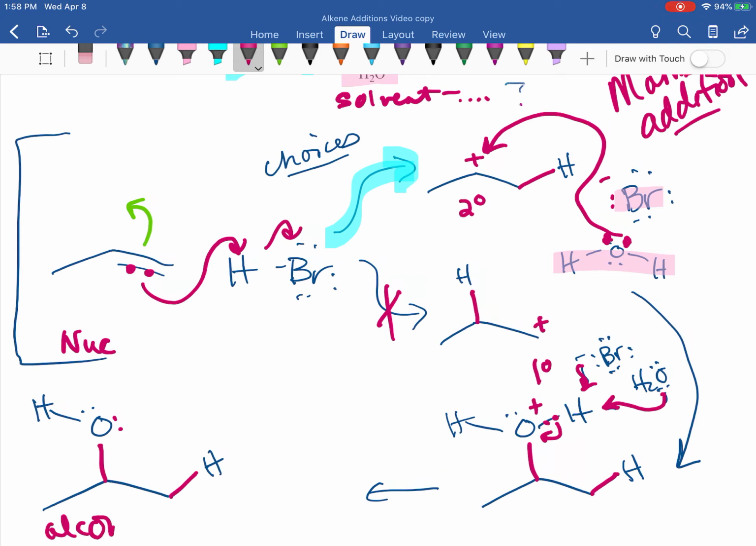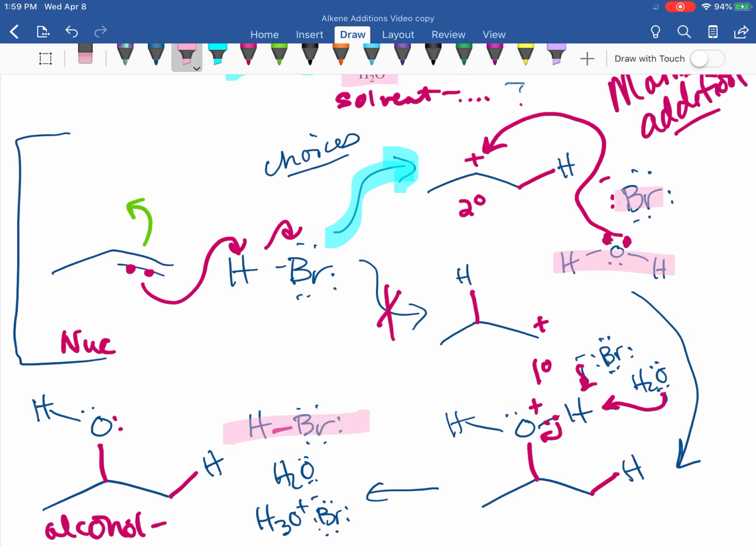Okay, we just made an alcohol. Not quite booze, but we made rubbing alcohol. All right, then what are our byproducts? Well, we just made HBr in water. What does that look like? Remember, HBr is a strong acid. So what that would really look like is protonated water with a Br minus.